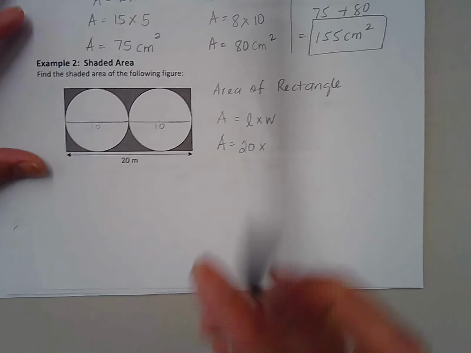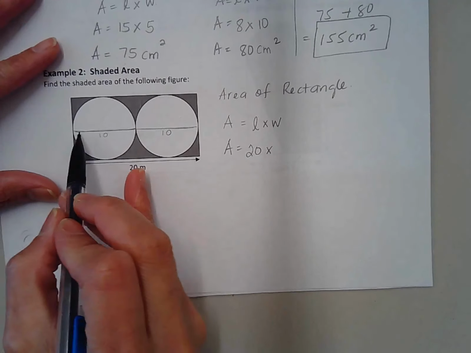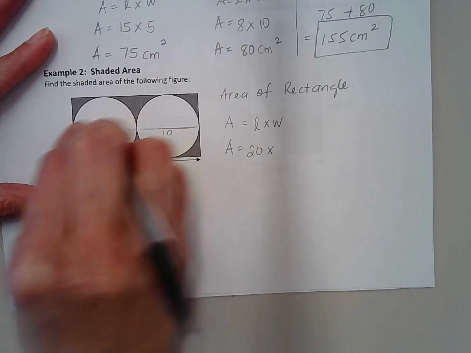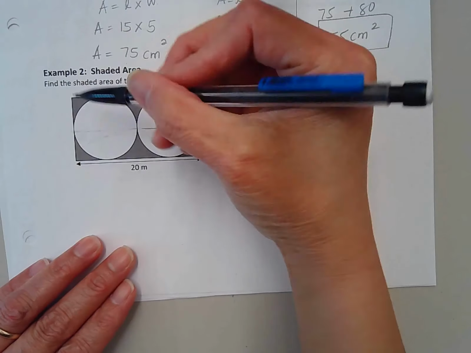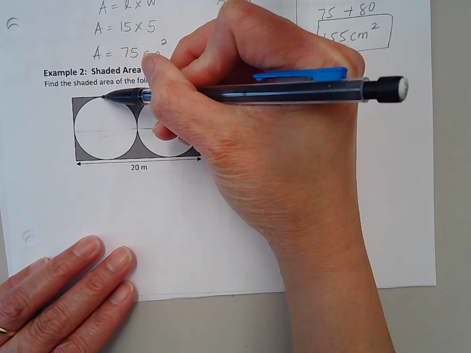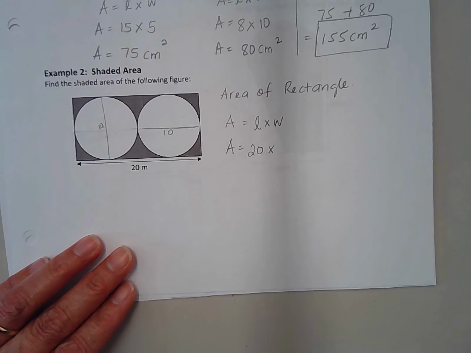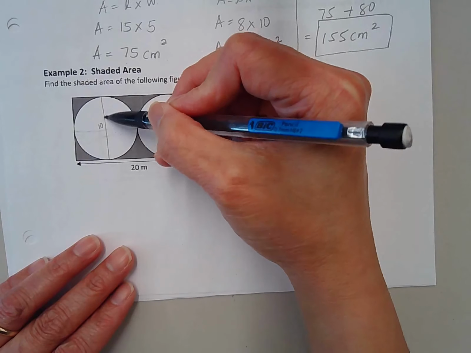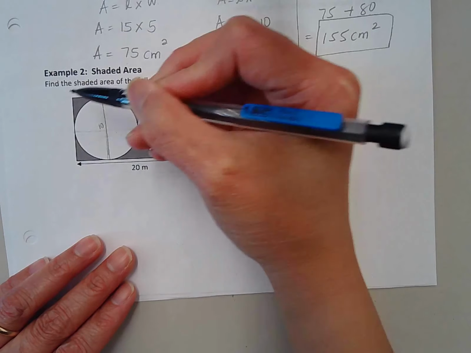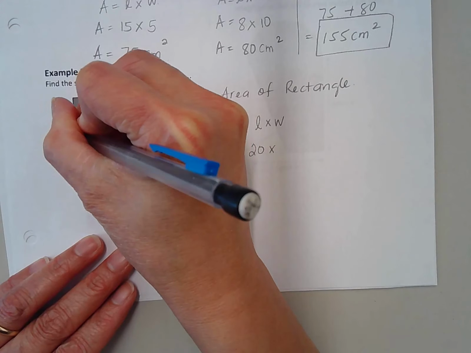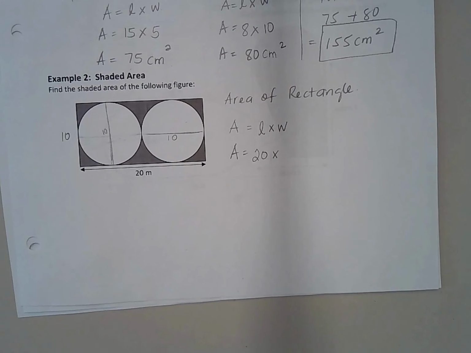Now, the diameter can be measured this way, right? But the diameter is also from one end of the circle to the other end of a circle. So that means this is 10. If this is 10, then this is also 10. Okay? So we have to look around and see what kind of clues we can get to get that number.